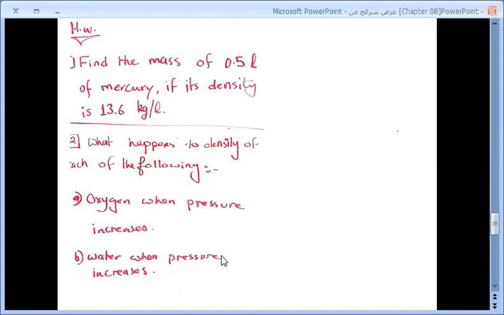We don't have a direct relationship, by the way, between the pressure and the density of oxygen. But we have a direct relationship between the density of oxygen and volume. So how can the volume show us the effect of increasing pressure on the density? I think Hamza wants to answer. Go ahead, Hamza.